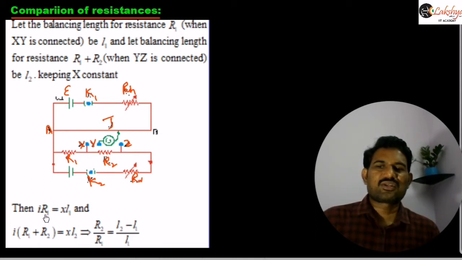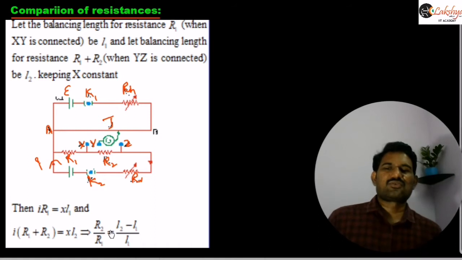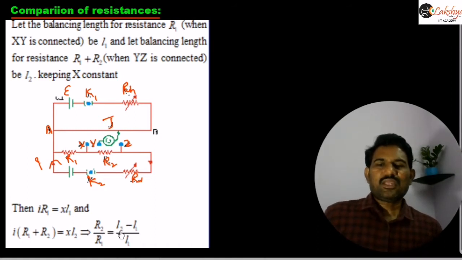So in the first case, we can write the potential difference across this as I, where I is the current flowing in the secondary circuit here. So the potential difference across this we can write as IR1. Then this IR1 is equal to X into L1, where L1 is the balancing length for this. And similarly, I into R1 plus R2, the potential difference across this, will be equal to X into L2. Then from this you can take the ratio of these two, and from that we can find these R1 and R2 values here. So R2 by R1 is equal to L2 minus L1 by L1.